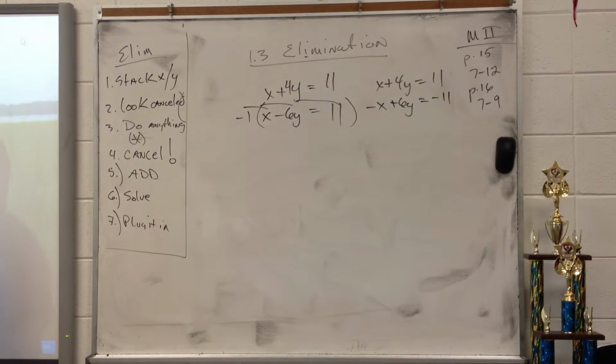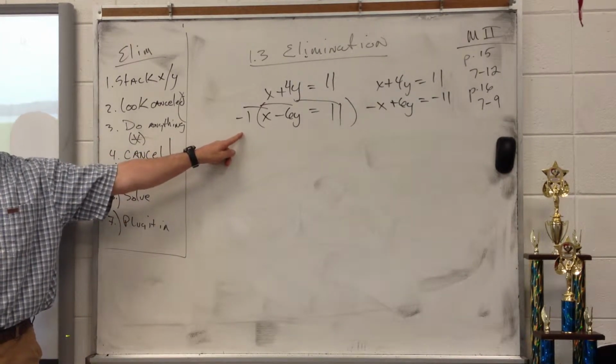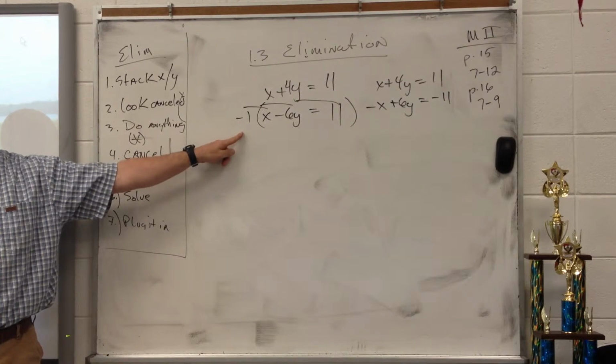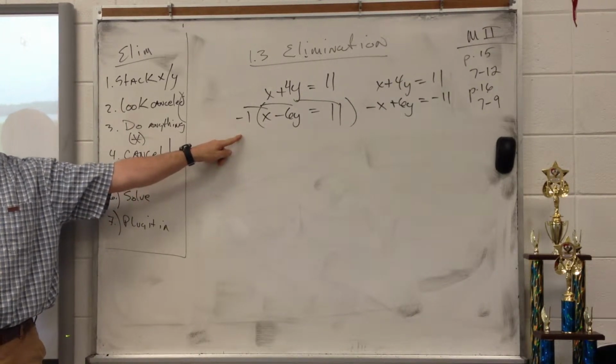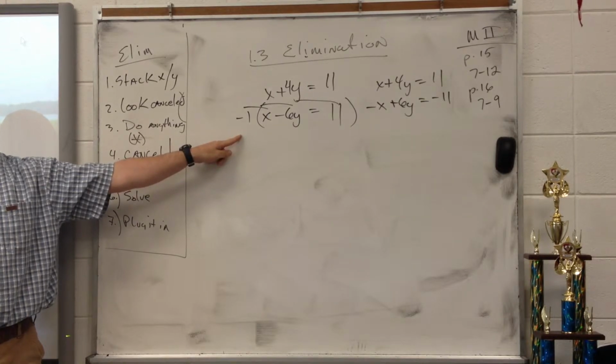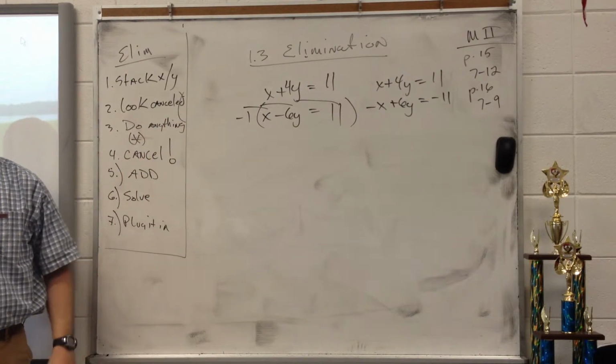Now does anything cancel? The x's cancel. So in this problem, it was necessary for me to multiply through by a negative 1. Why is it algebraically okay to multiply through by a negative 1? Why is that okay? I can't just randomly multiply by negative 1.